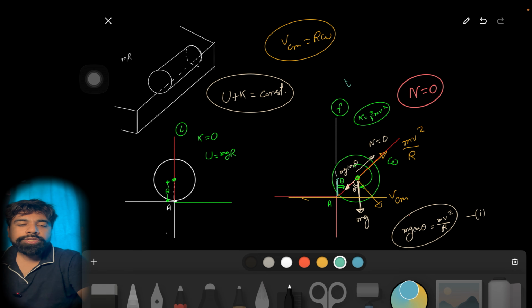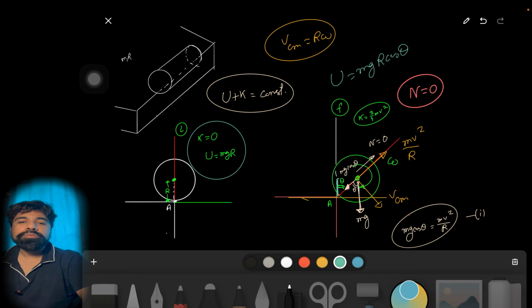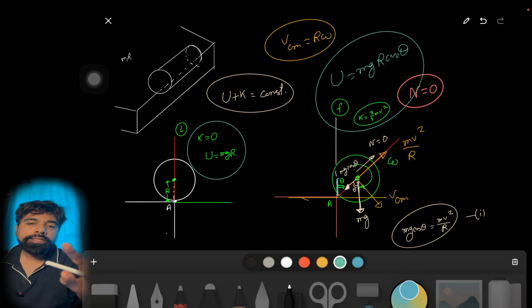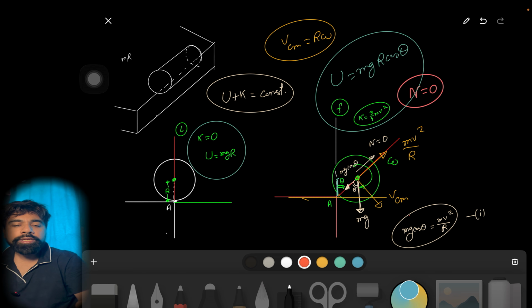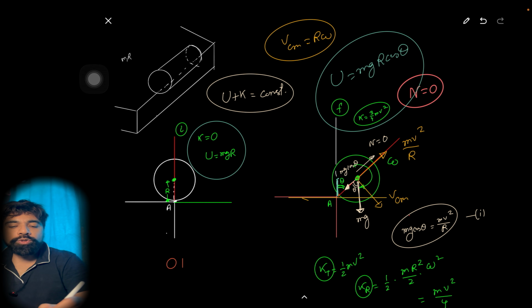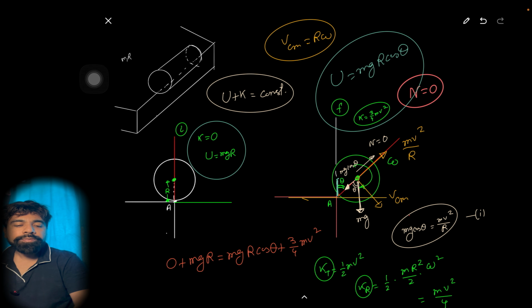So the potential energy at that instant U is equal to mgr cos theta. The summation of kinetic energy plus potential energy initially and the summation of kinetic energy and potential energy at the angle theta must be equal, because of energy conservation in case of rolling. So what can I use? I can use 0 plus mgr is equal to mgr cos theta plus 3 by 4 mv square. This is my equation 2, and this is equation 1.